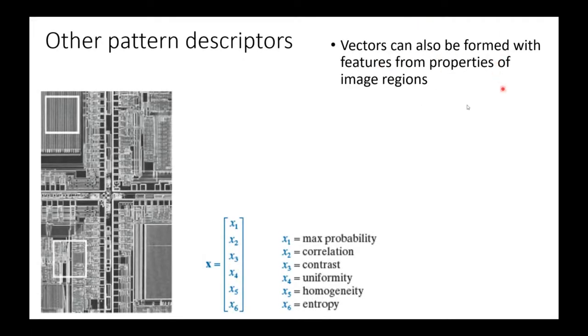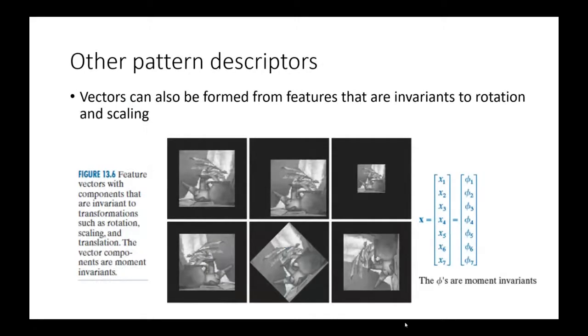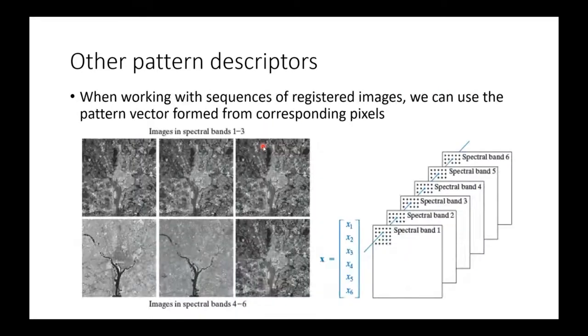Vectors can also be formed by features from properties of image regions. Remember from what we discussed that we can get an image region here, and I could run a number of texture metrics. Each one of those texture metrics that we've seen last week could be one element of the feature vector, or other pattern descriptors, these invariants to rotation and scaling that we've seen last week.